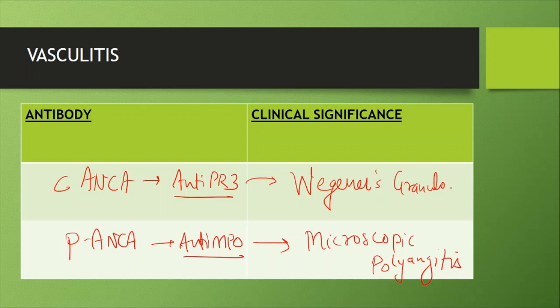Remember, here there is a point of confusion, so just to clear that, remember P for polyangiitis. So C automatically becomes Wegener's granulomatosis. So C-ANCA is associated with Wegener's, P-ANCA is associated with microscopic polyangiitis.